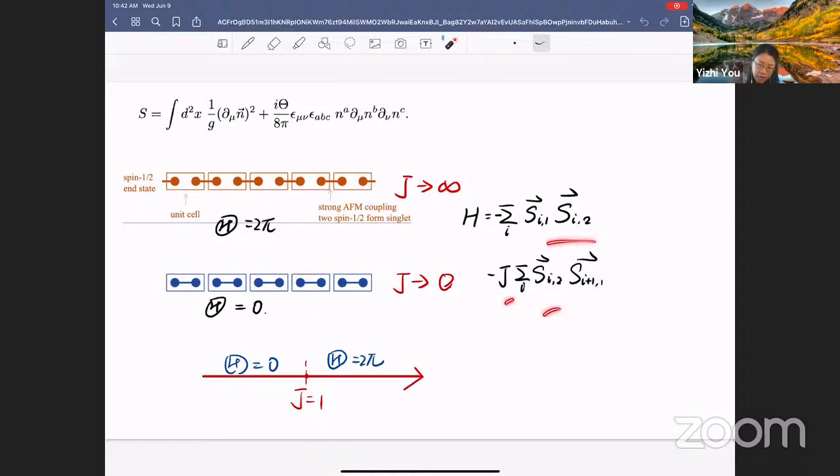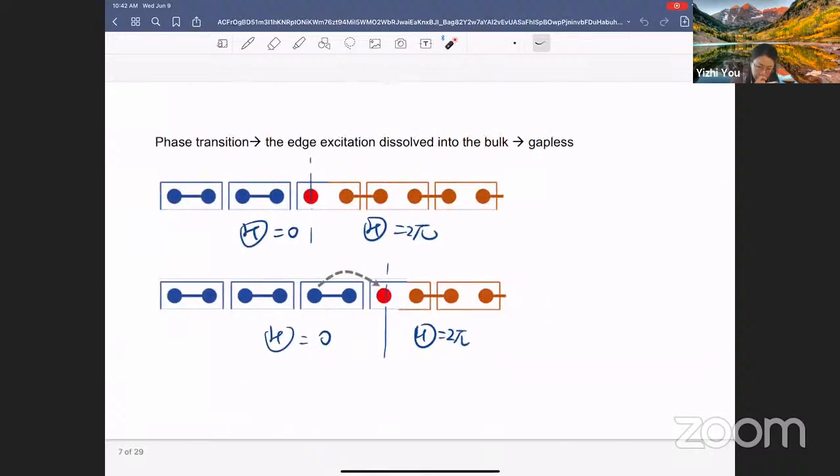And once these two interactions are comparable, then what we can imagine is at a quantum critical region, there is a domain wall where in some region the spins are paired within the unit cell, while in the other region the spins are paired between the unit cell, corresponding to theta equal 2 pi. At a quantum critical point, when both interactions are comparable, the domain walls between two distinct patterns with different theta values proliferate in the bulk.